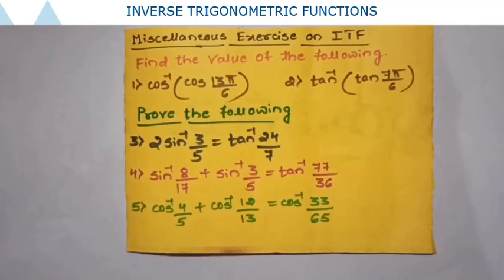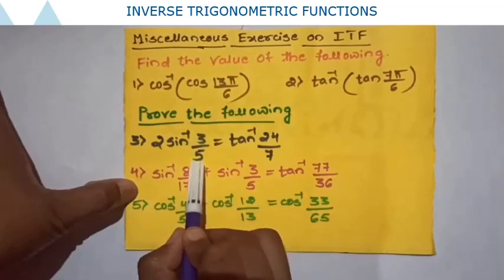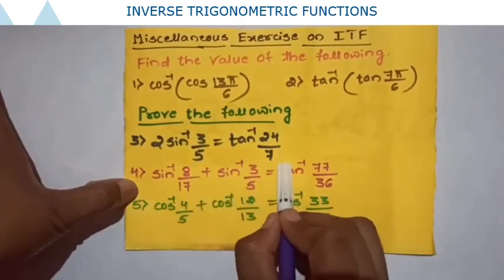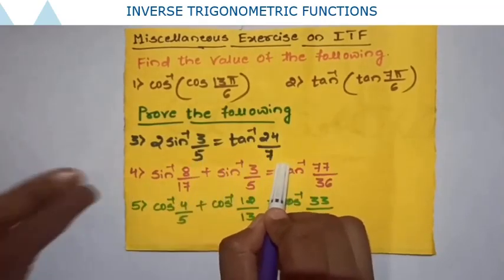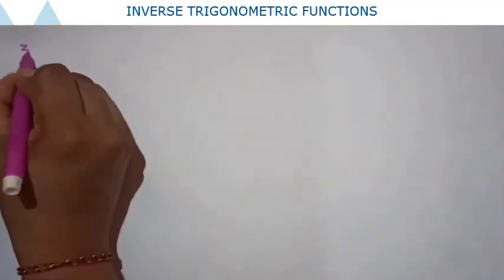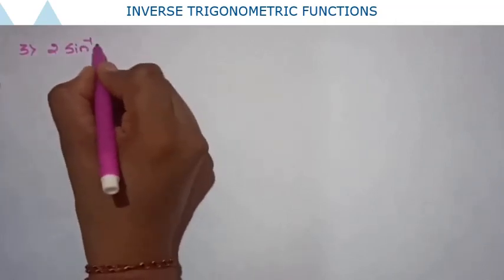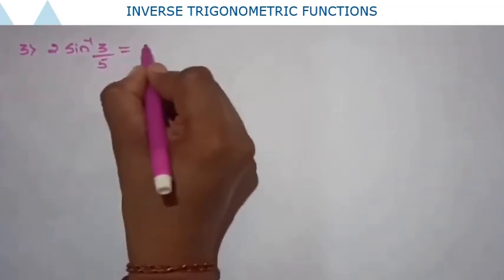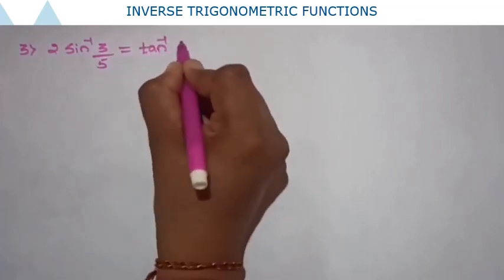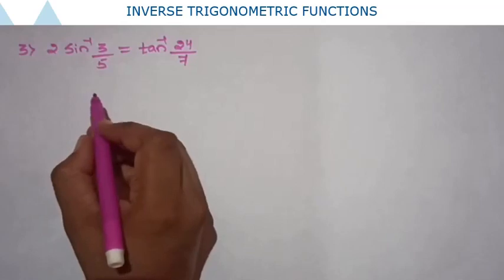Okay, so the first sum comes here. The third sum I am going to consider. Prove that 2 sin inverse 3 by 5 is equal to tan inverse 24 by 7. So now what to prove here? 2 sin inverse 3 by 5 is equal to tan inverse 24 divided by 7. Okay, so how to do this one?